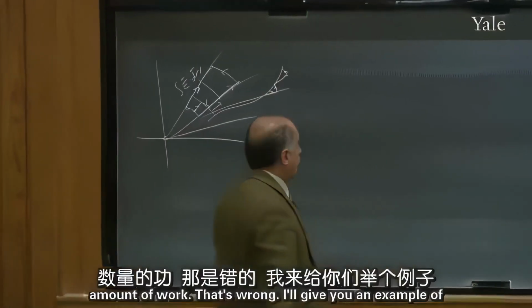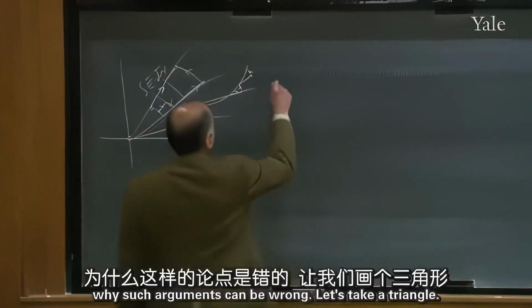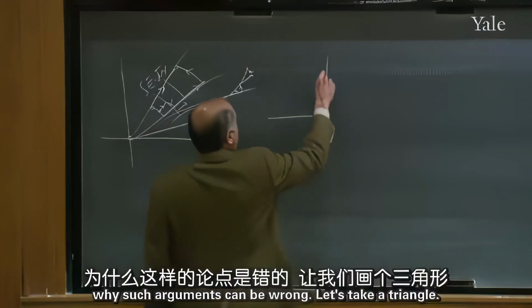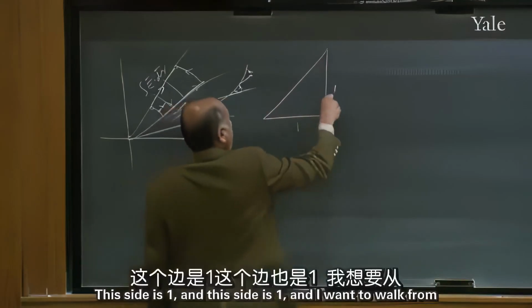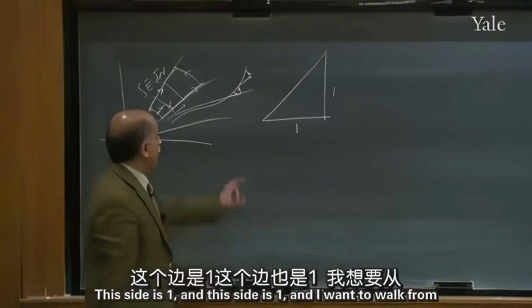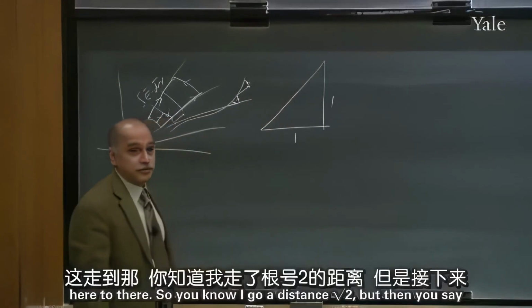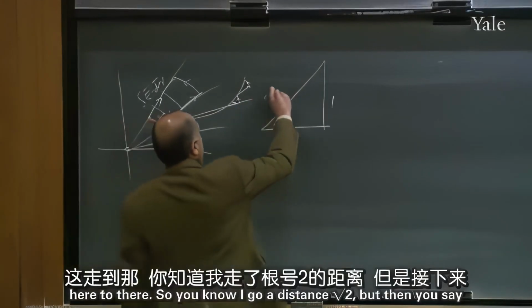I'll give you an example of why such arguments can be wrong. Let's take a triangle. This side is 1 and this side is 1. And I want to walk from here to there. So you know I go distance square root of 2.